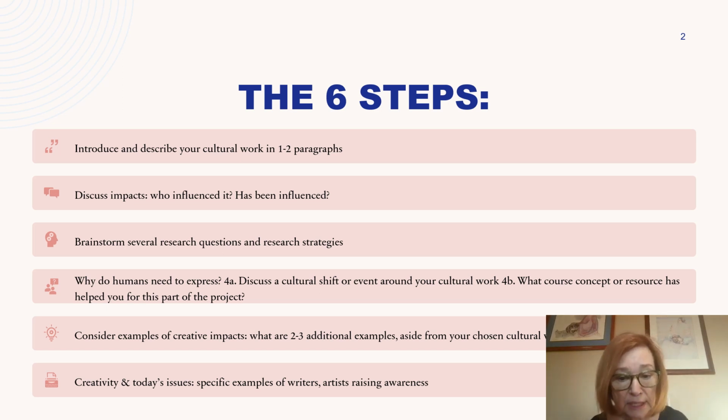And then shift quickly and just give me a couple of sentences on the topic of a cultural shift or event around your cultural work. In other words, what was going on in that society at the time? Was it the civil rights movement of the 1960s, for example, or what was going on that was kind of relevant to this cultural work? And then a sentence or two on the topic of a course concept or a resource within our course that has kind of informed your response and that has been helpful to you in formulating these comments.